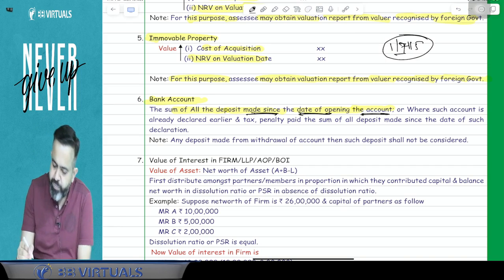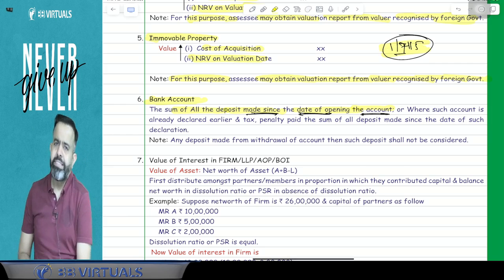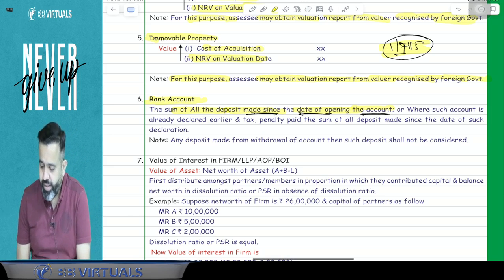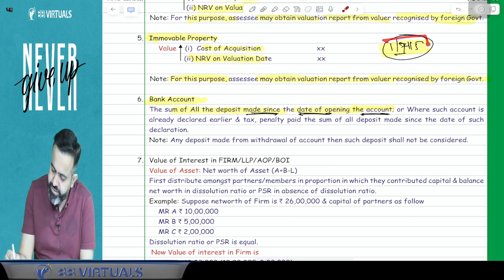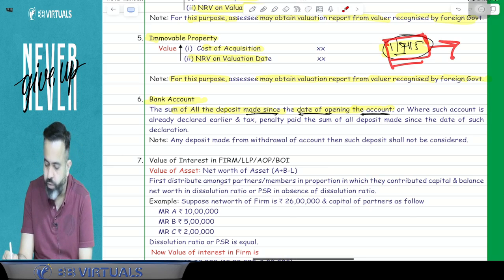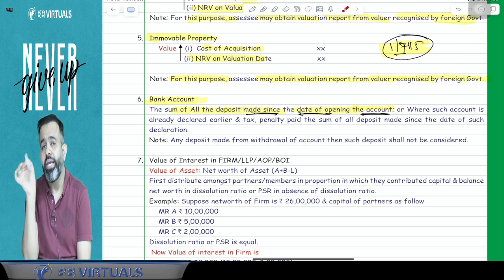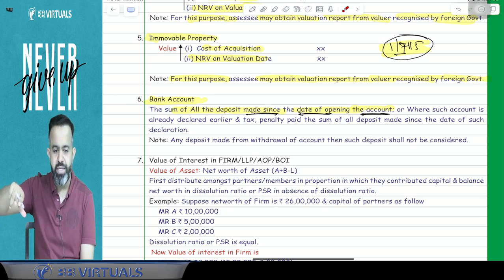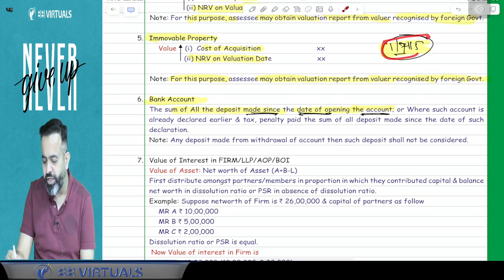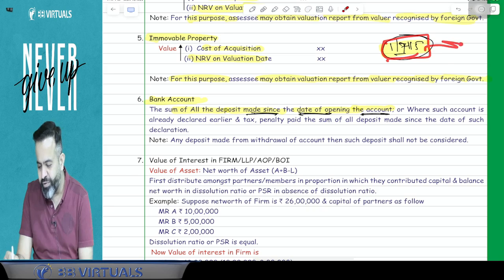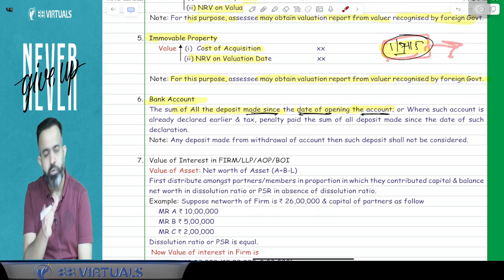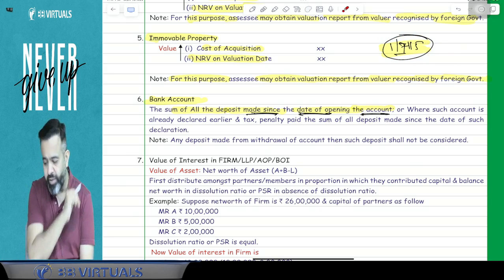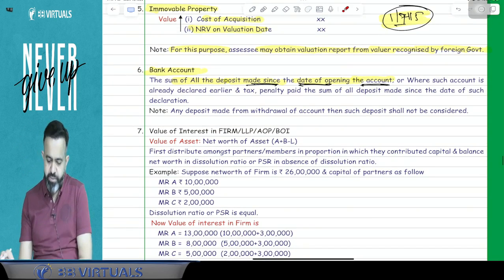Suppose the assessee declared this bank account at that time and paid the taxes on the value as on 1st July 2015. Then here we will consider only deposits made after that day. Whatever deposit was made before that is already considered on 1st July 2015. So after 1st July 2015, whatever deposit you have made in that bank account will be considered here. So pay attention to what this point says: bank account.